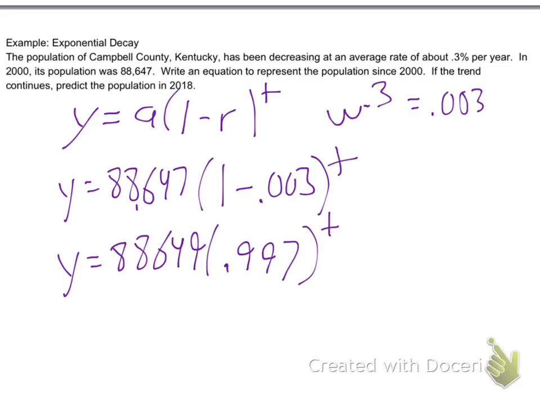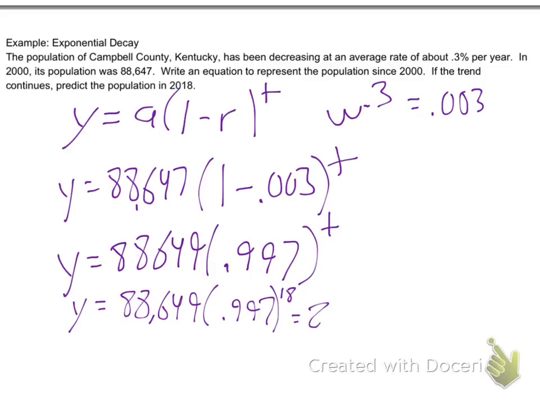Now that we have the equation written, we now can plug in 2018, which would have a t value of 18. 0.997 to the 18th power, and times that by 88,647. So what do we get when it's 88,647 times 0.997 to the 18th power? It's 83, comma.